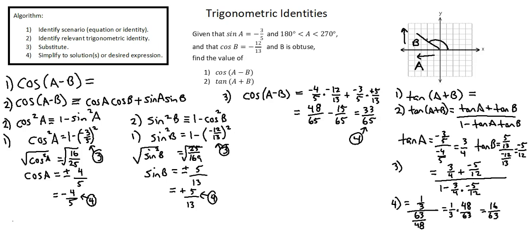So, in summary, cosine A minus B equals 33 over 65, and tangent A plus B equals 16 over 63. We've completed requirements 1 and 2, and this concludes trigonometric identities, example number 3.